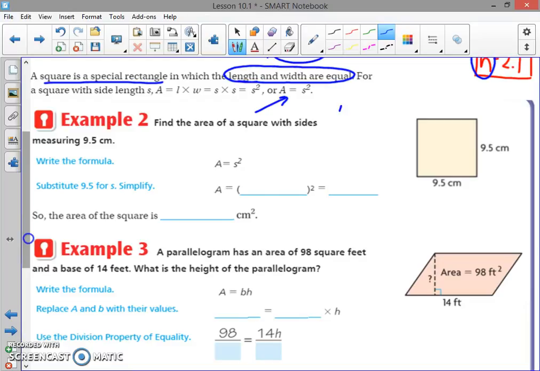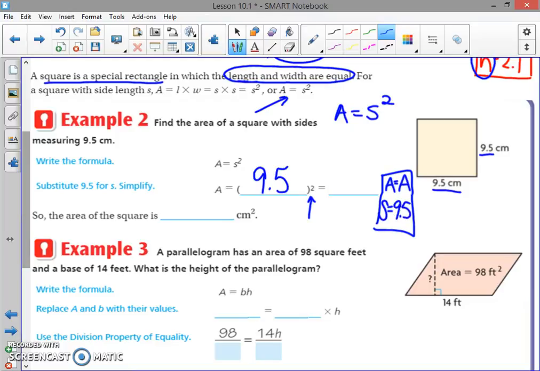Again, we're going to write the formula, and we're just using S squared because the S's are the same, and S stands for side. Okay, and we're just going to square the side. So we're just going to plug in 9.5. All right, now, don't forget your little box of goodness, which I just forgot. We have A, that's what we're trying to find out, and we have the side length, which is 9.5, and we're going to plug it in, and we're going to square it. And when we square 9.5, we get 90 and 25/100.